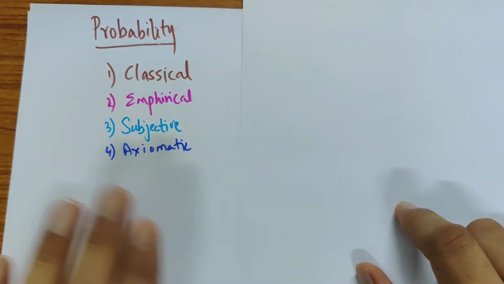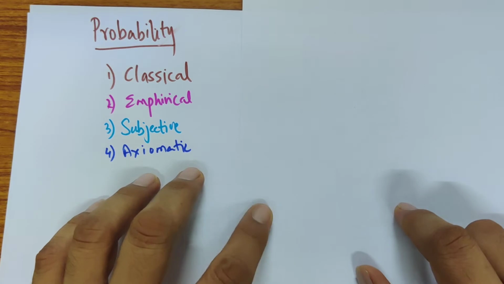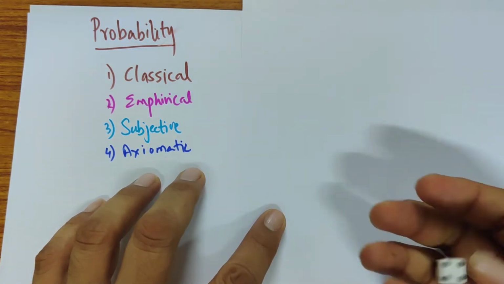So we looked at classical probability. Now what is empirical probability? Empirical means experiment, is to actually do experiment.